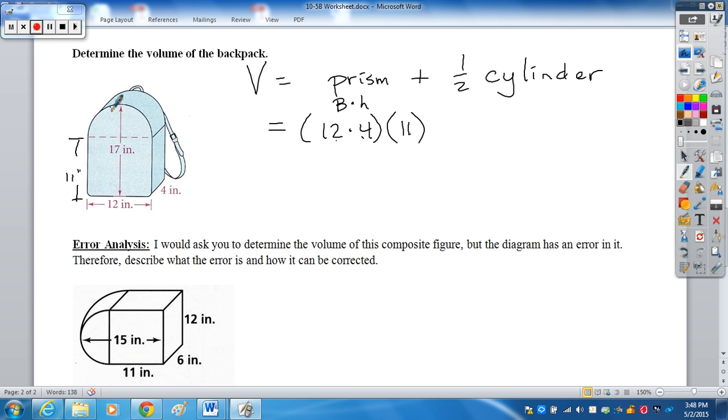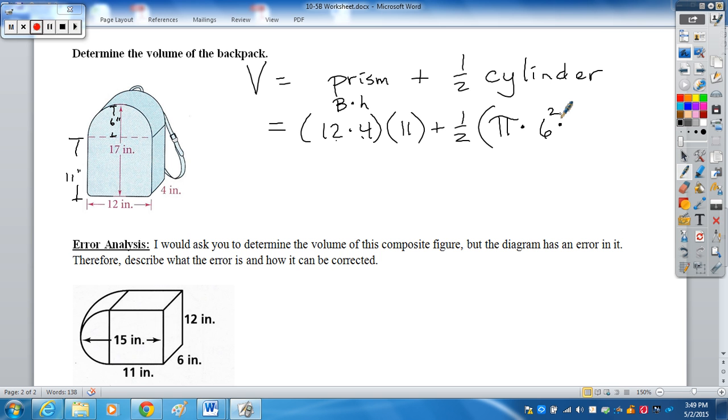Okay, and this length right here is 6 inches. So from there we're going to add in a half cylinder. All right, well, the cylinder formula, as we discussed on the previous slide, is pi radius squared. When we figured that out, that was 6 inches squared times the height of the cylinder.